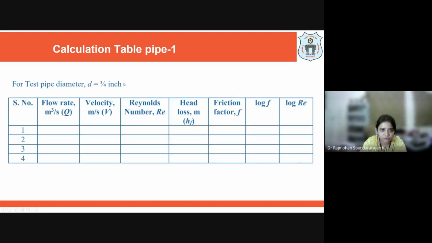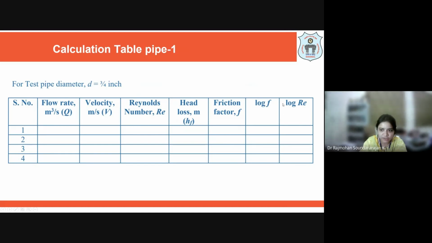So after using these formulas, we then go to the calculation table. As I said, we were considering two pipes, pipe 1 and pipe 2. For both of them, we need to find the flow rate, the velocity, the Reynolds number, the head loss, and the friction factor. Using the formulas, we find these values, and then we need to find the log of the friction factor and the log of the Reynolds number.